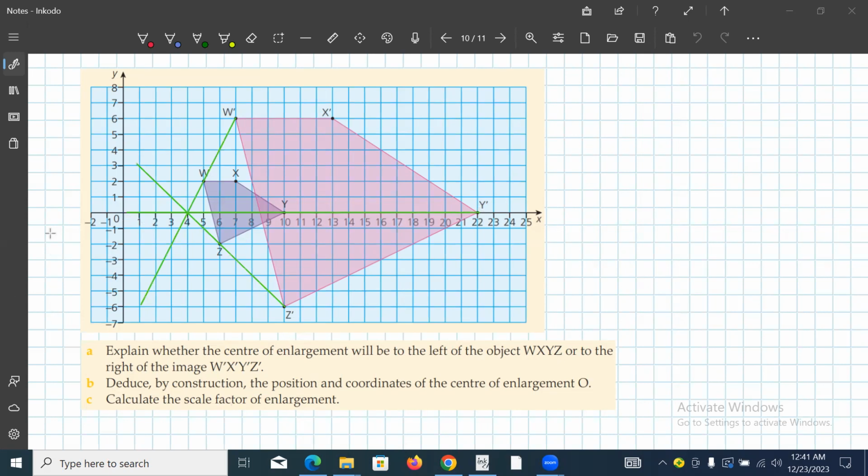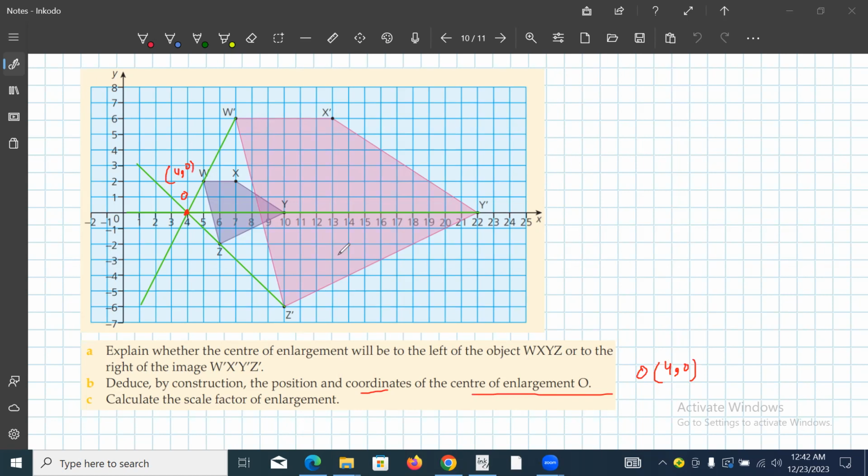So we find out the center of enlargement, which is this point where the lines intersect. This is our center of enlargement, which is 4 comma 0. That's what they want: the coordinate of the center of enlargement. So the center of enlargement is 4 comma 0. And whenever the image is bigger than the object, we always find the center on one side of the object, and here of course it is the left side.